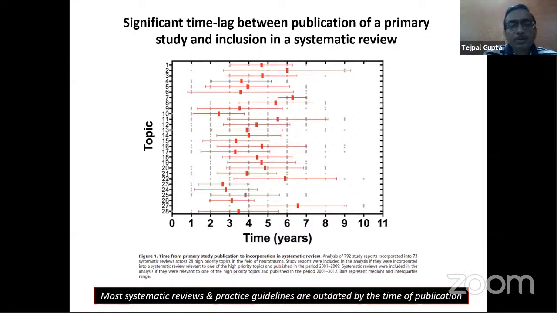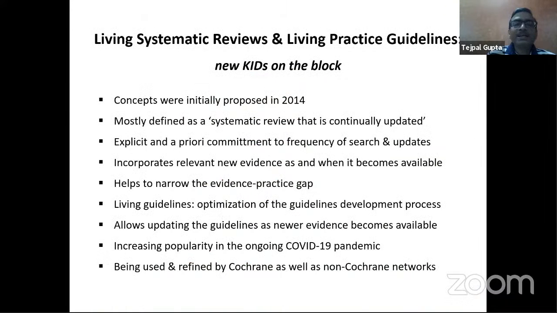Now, we all know that there is a significant time lag between publication of a primary study and inclusion in a systematic review. In this figure, this is the time in years, and these are the different research studies. As you can see, most of these studies take at least 3 to 5 years before they are included in a systematic review. Hence, most systematic reviews and practice guidelines become outdated by the time they are published. And that brings in the concept of living systematic reviews and living practice guidelines, which are the new kids on the block. This concept was initially proposed in 2014.